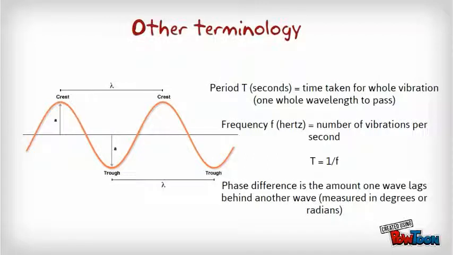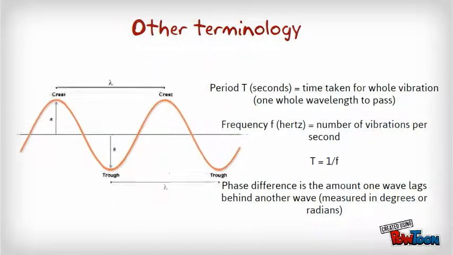The time period T is the time taken for a whole vibration to occur, in other words, for one whole wavelength to pass. And the frequency, measured in hertz, is the number of vibrations per second. And we have a relationship between T and f, where T is equal to 1 divided by f. The phase difference is the amount that one wave lags behind another wave, and it's measured in degrees or in radians.